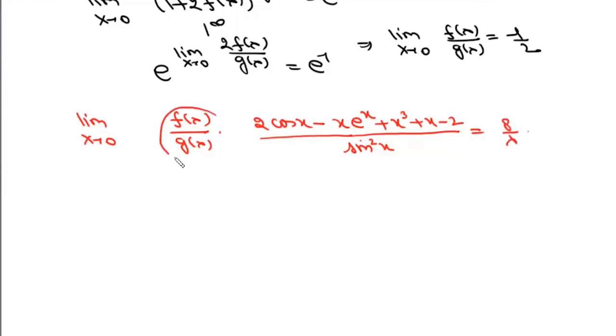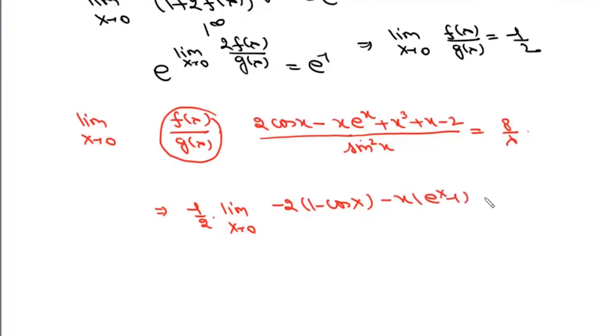Now we have already worked this out. This is minus 1 by 2, so it will be minus 1 by 2 and then this limit x tends to 0. Now we write this as minus 2 (1 minus cos x) minus x into (e to the power x minus 1) plus x cube upon sine square x, and it is equal to 8 upon lambda.